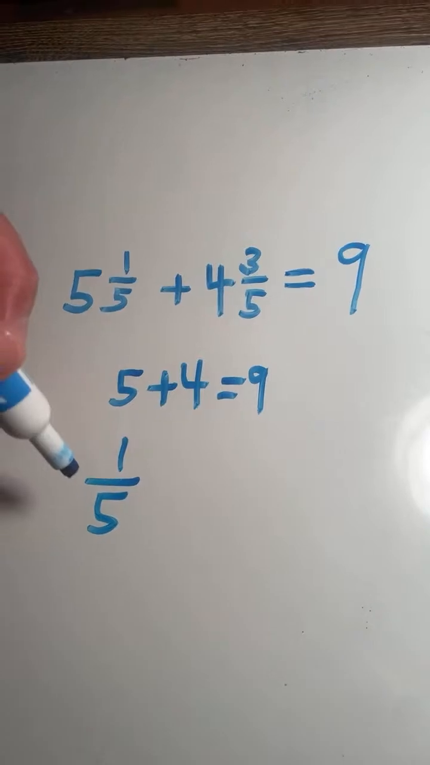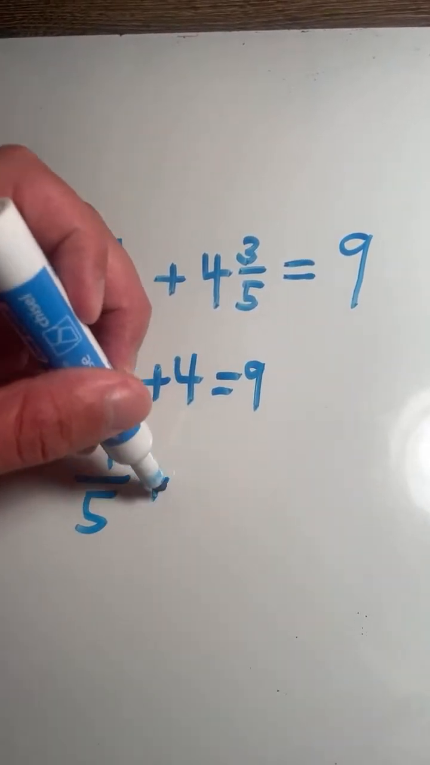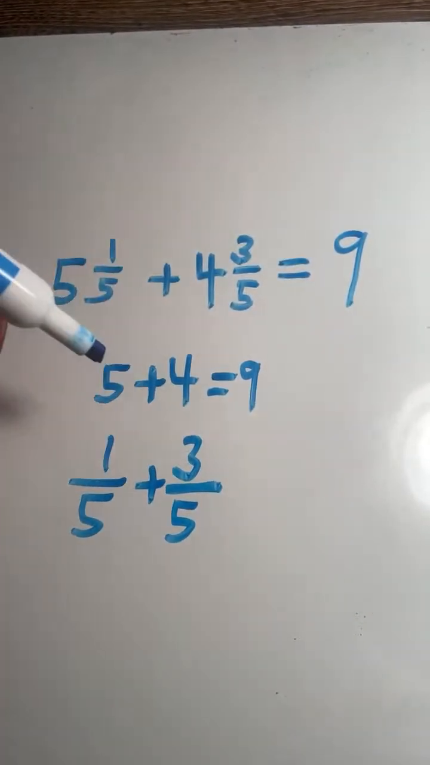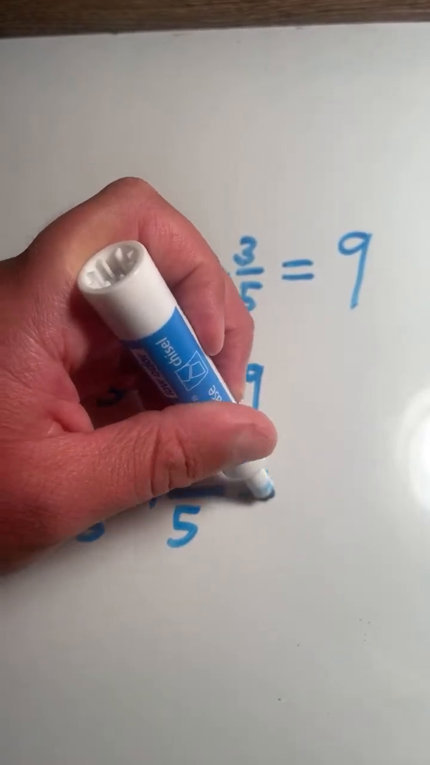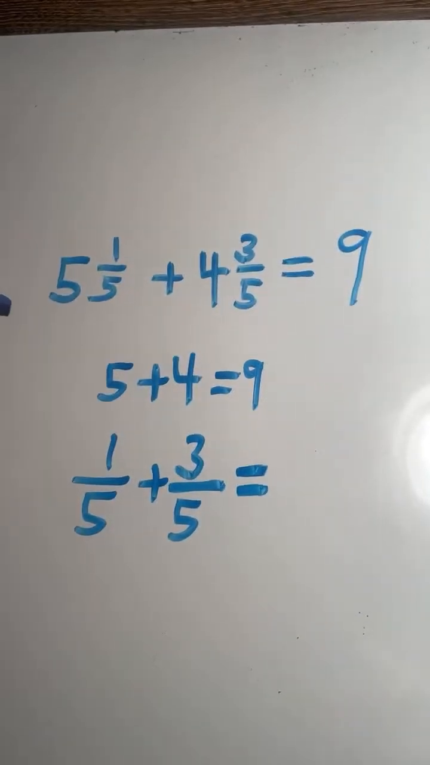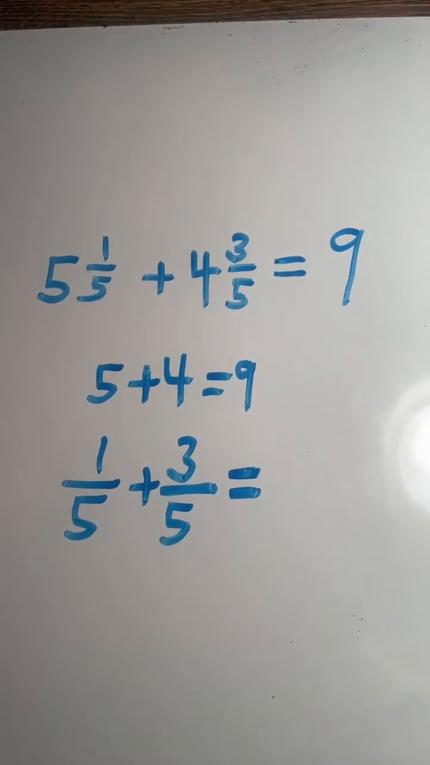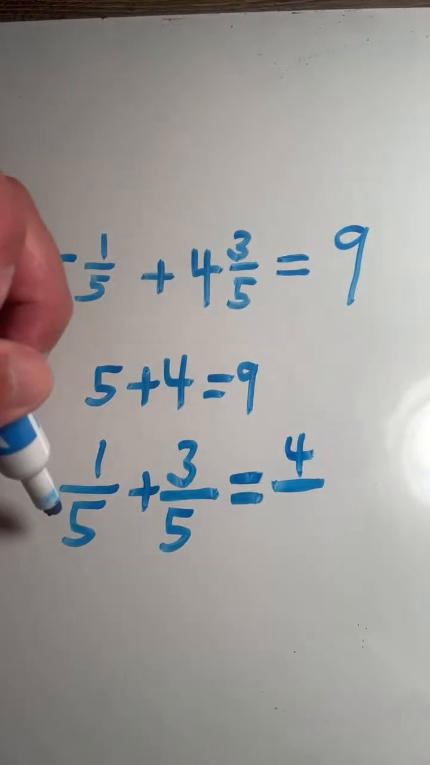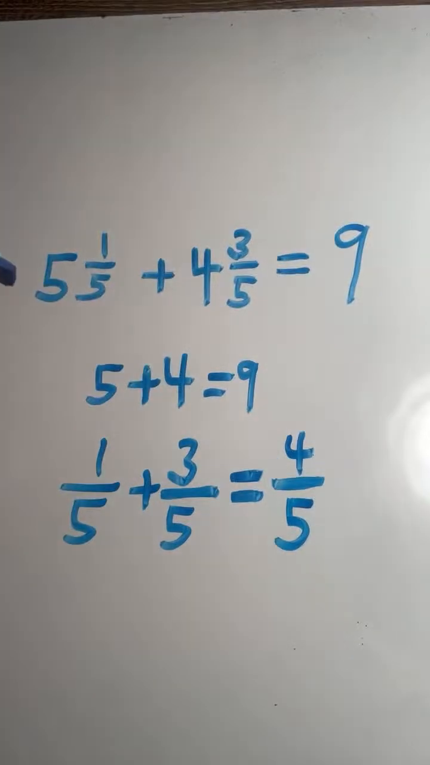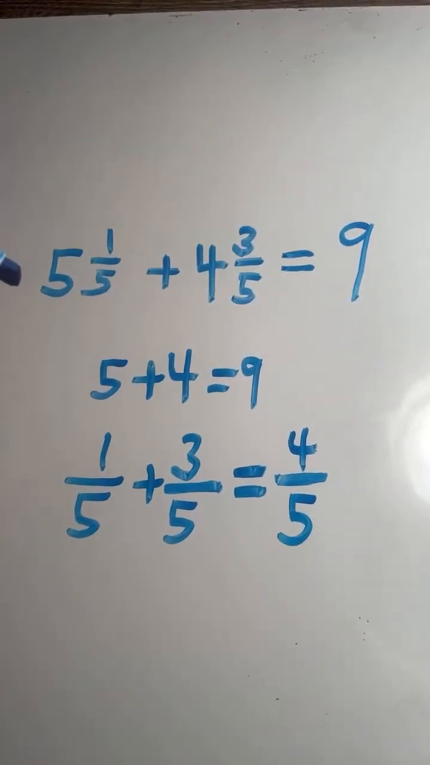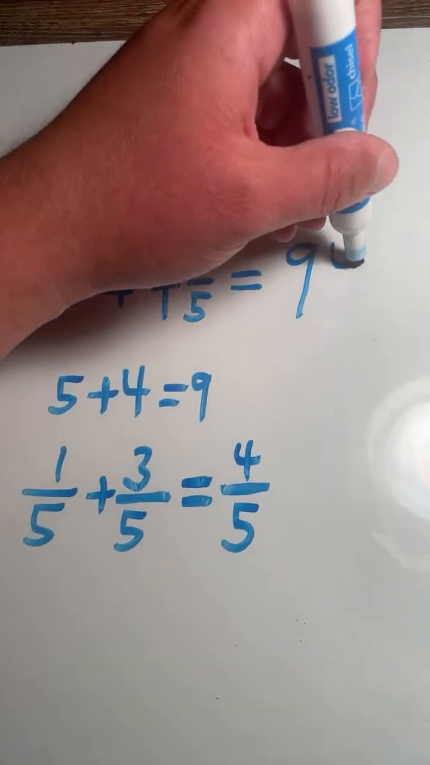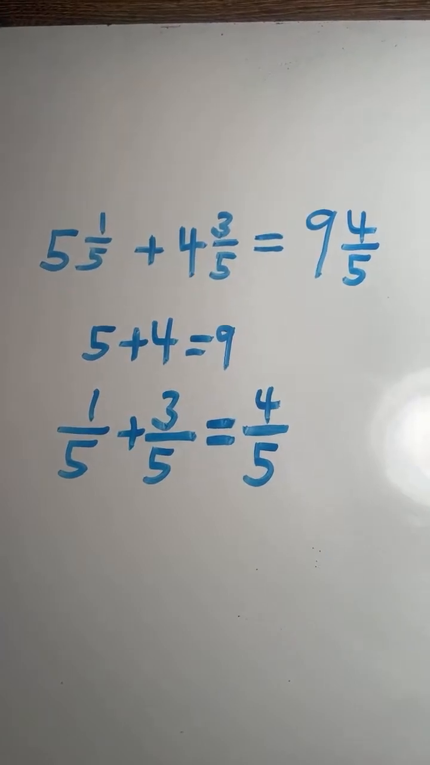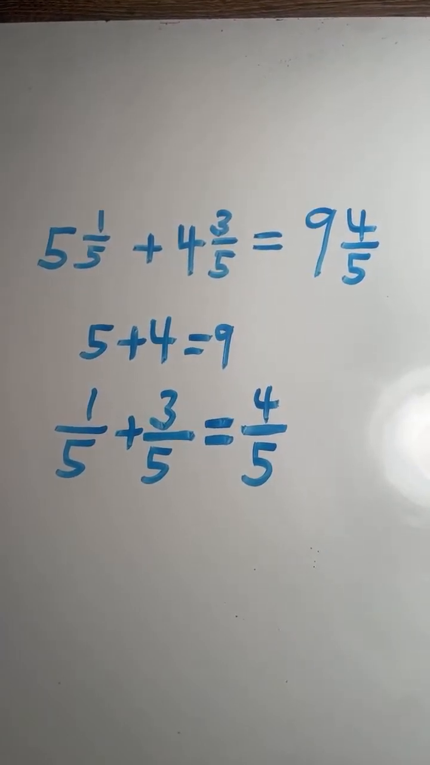So we're going to add 1/5 plus 3/5. Now, adding fractions is just like adding whole numbers, except whatever the denominator is, aka whatever the bottom number is in the fraction, that stays the same. So 1 plus 3 equals 4. Our denominator, our bottom number here, stays the same. So 1/5 plus 3/5 equals 4/5. So we have our answer, 5 and 1/5 plus 4 and 3/5 equals 9 and 4/5.